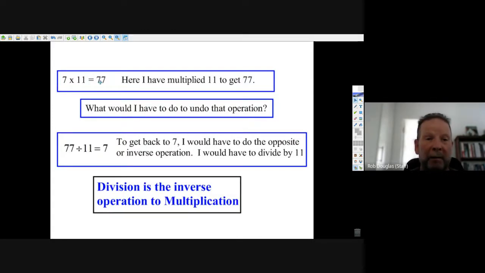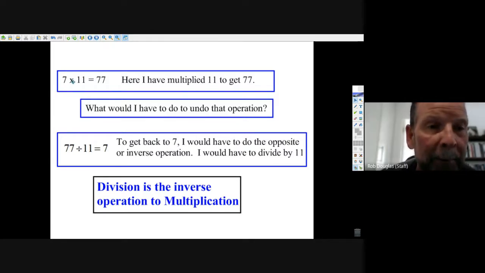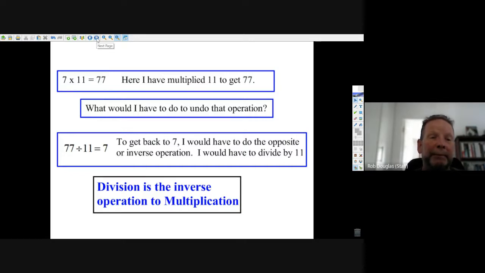If I went 7 times 11, I'd get 77. Well, what would I have to do to undo that operation to get back? If I have 77, how would I get back to 7? Well, you probably could guess that you should divide by 11. 77 divided by 11 gets me back to 7, and that means that division is the inverse operation to multiplication. It's the opposite operation. You can cancel that operation of multiplying by dividing by exactly the same thing.